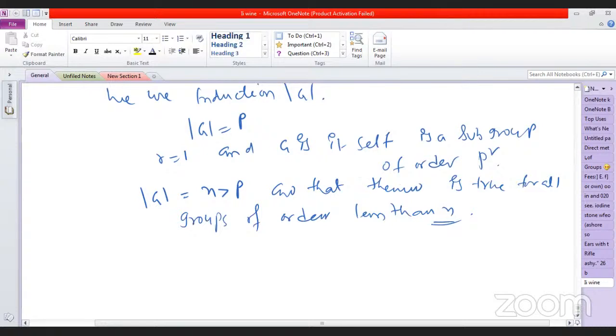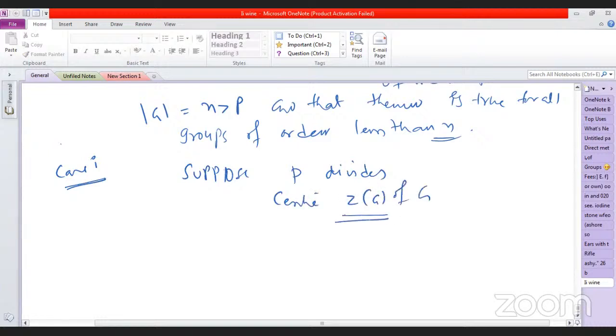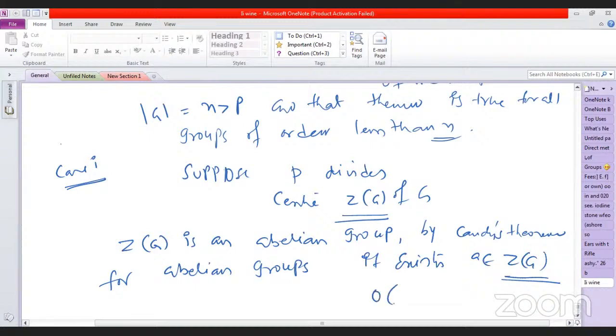In case one, suppose P divides the order of the center Z(G) of G. Z(G) is an abelian group. By Cauchy's theorem for abelian groups, there exists an element A belonging to Z(G) such that the order of A is equal to P.